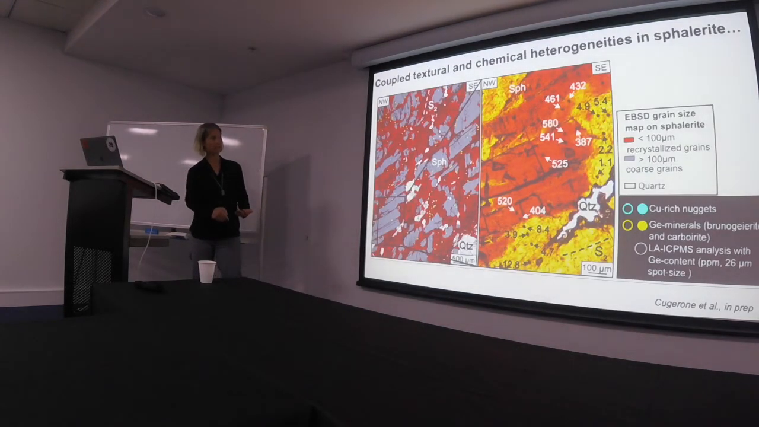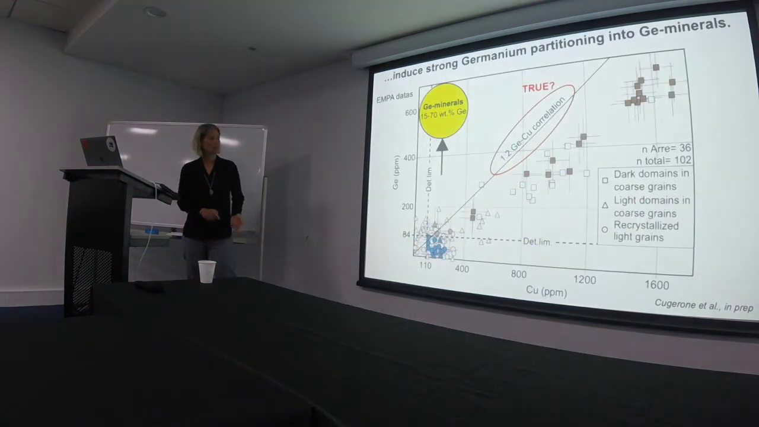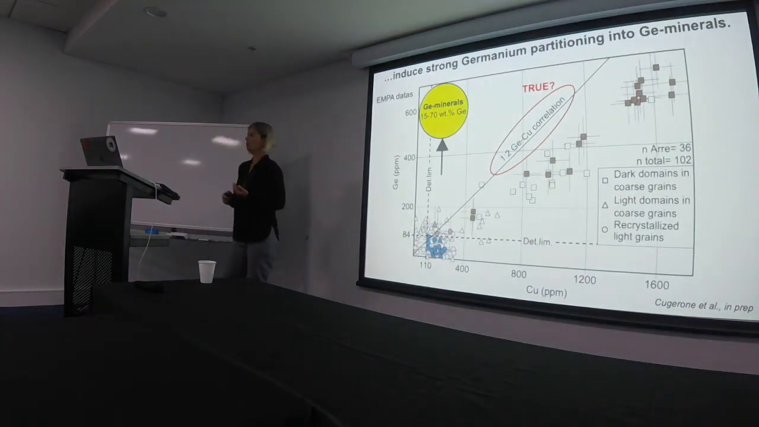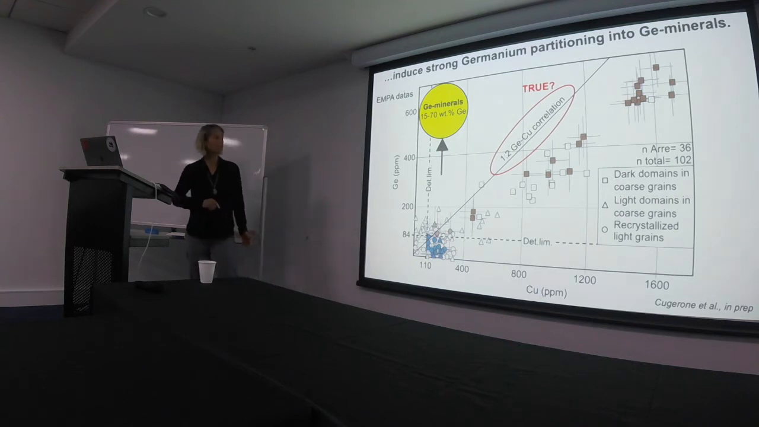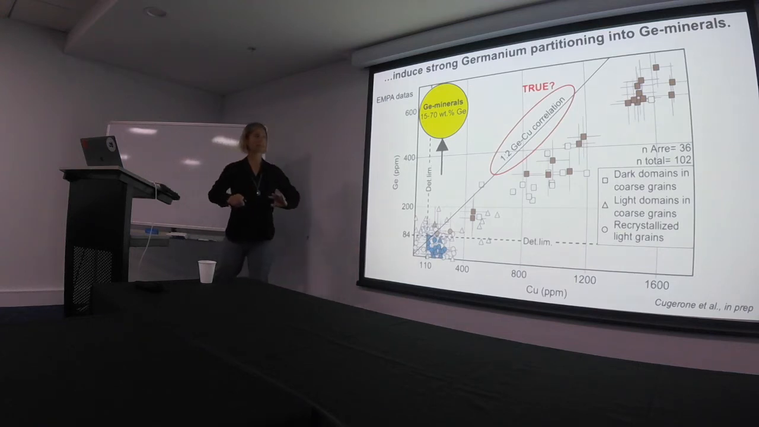We have the parent grains having a few hundreds of ppm germanium, and the recrystallized grains, which are depleted, almost nothing. So if you want to imagine a mass balance, we have to imagine that all the germanium that has been sitting around in the sphalerite parent grain lattice has been concentrated into germanium minerals. And it would not fit this scale, because this scale is only a few hundreds of microns.